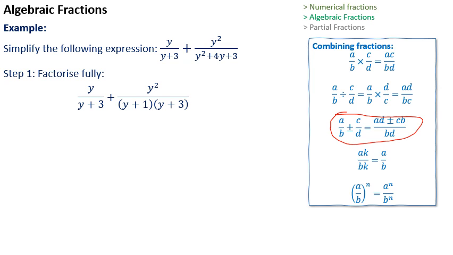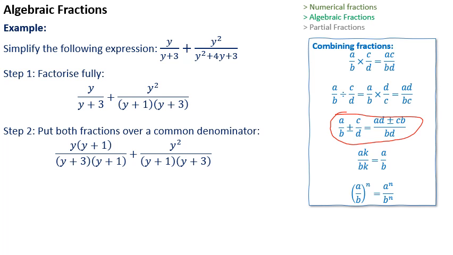Now, in this case, we can see that we've got a slightly more efficient thing we can do. It'd be a bit like adding halves and tenths together. You wouldn't need to turn them into 20ths. You could turn them both into tenths. And that's what we're going to do here. We're going to use the fact that y plus 3 times y plus 1 is a multiple of both denominators. So we multiply the left-hand fraction by y plus 1 over y plus 1.